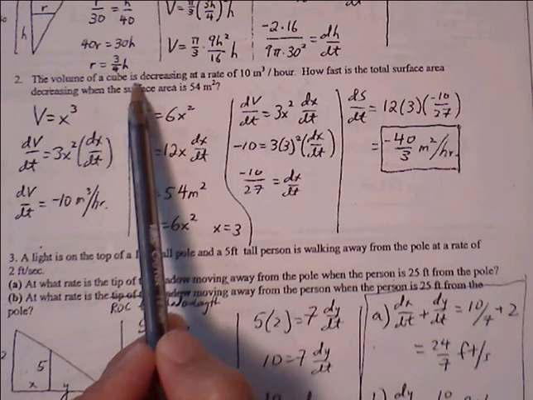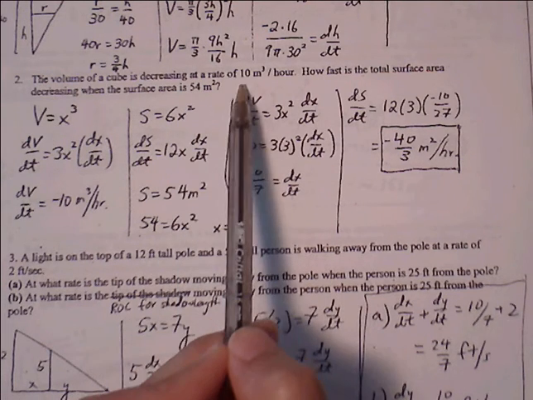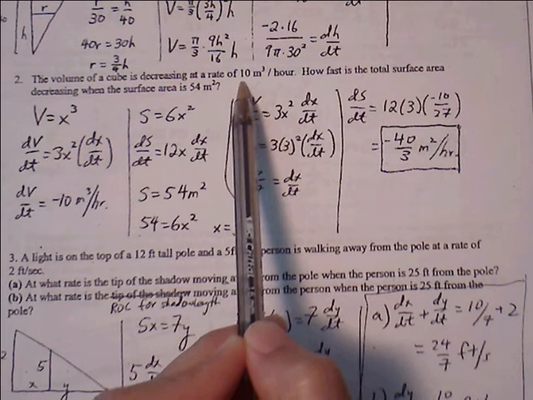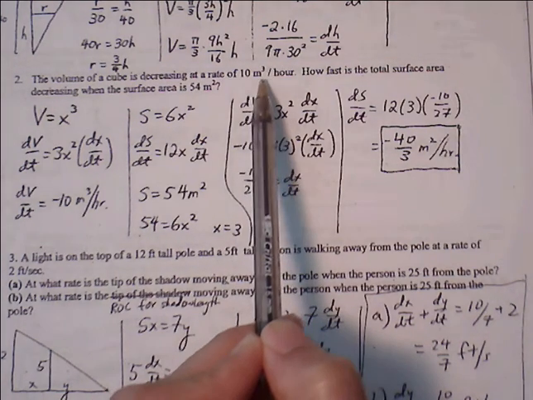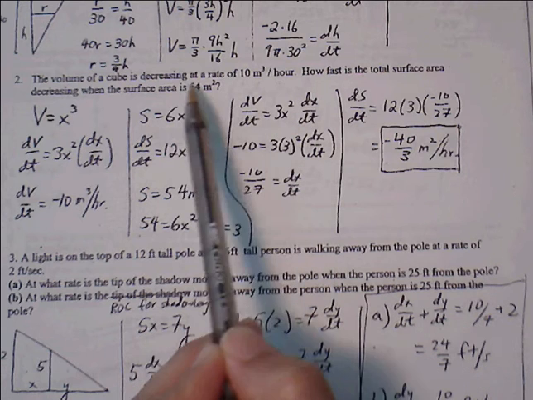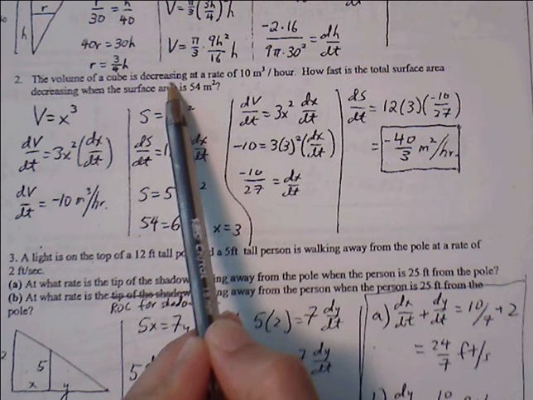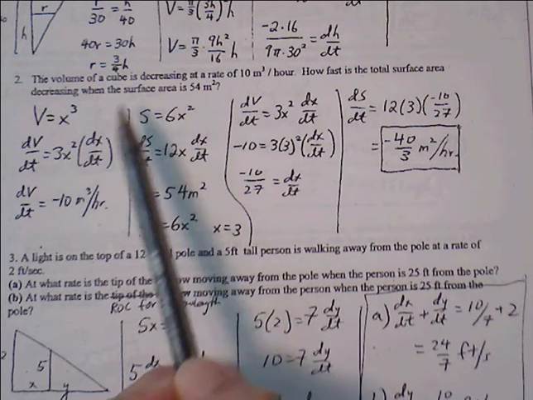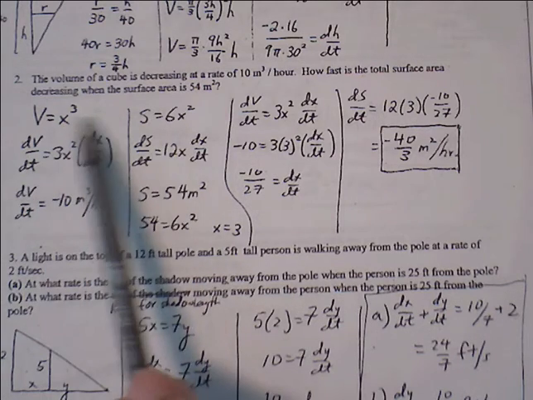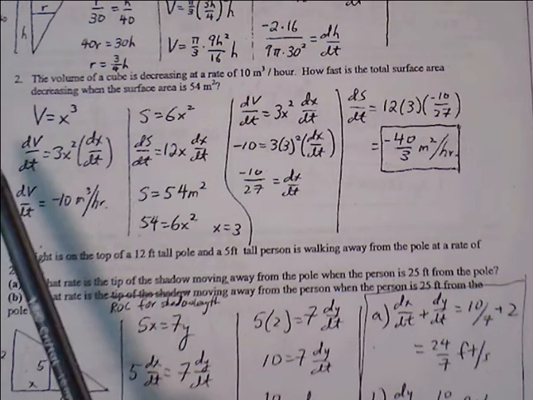All right, we're told that the volume of a cube is decreasing at a rate of 10 cubic meters per hour. So we know this is in reference to volume, cubic meters per hour, so we know it's dV/dt. We see the word decreasing, so we know dV/dt is going to be a negative value, so -10 cubic meters per hour.